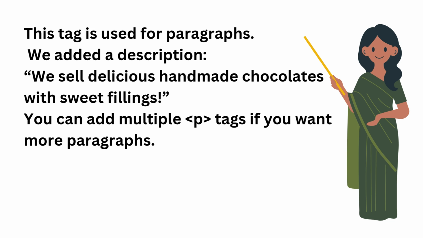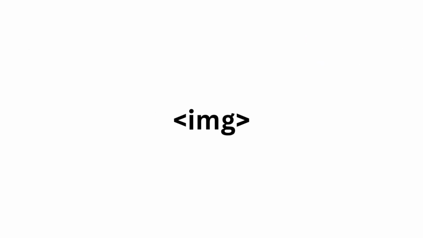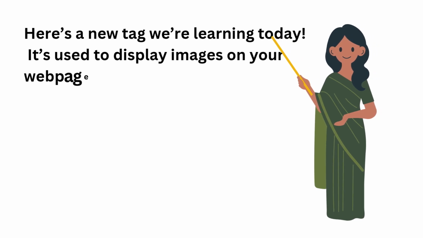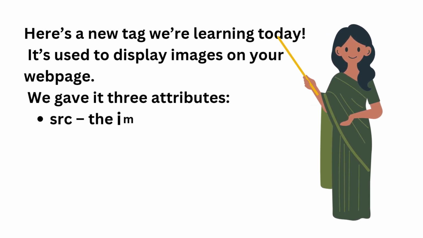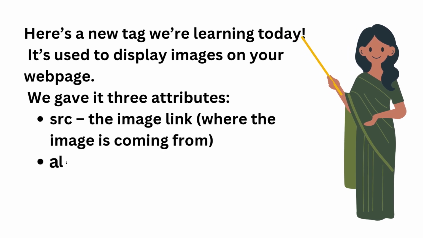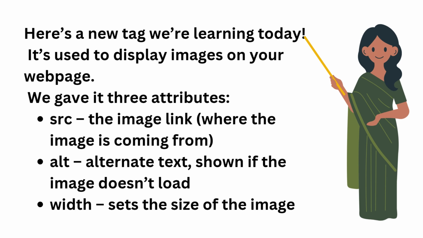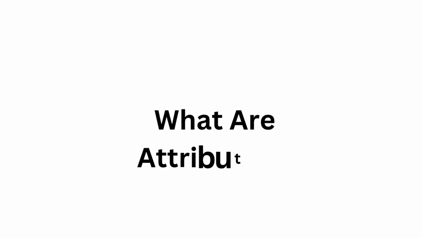The seventh tag is the image tag. Here is a new tag we are learning today. This image tag is used to display images on your web page. Here we gave it three attributes: src, alt, width. Here the main question is, what are attributes?